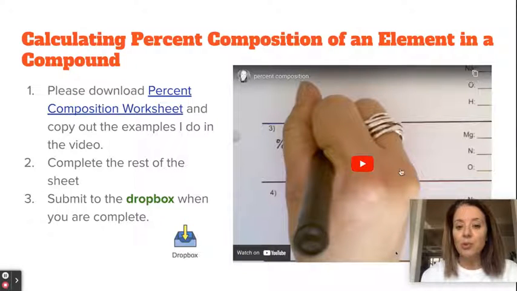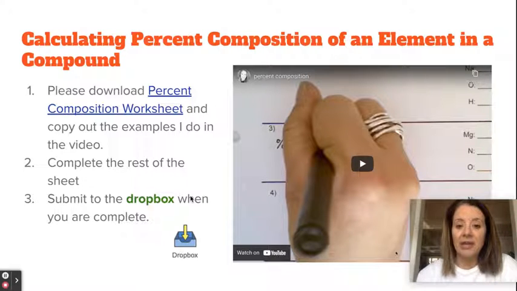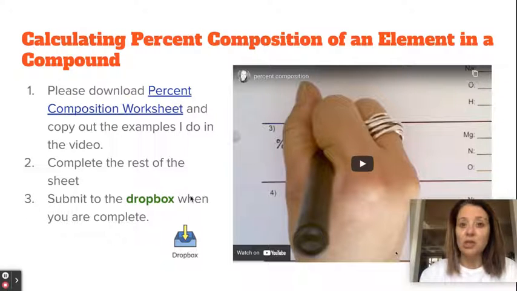So I take you through a lesson here, and I do a couple of examples with you, and then I'd like you to complete the rest of the worksheet by uploading that to the Dropbox. Again, if you don't have the capability of printing out this worksheet, you can certainly do the questions on a separate sheet of paper and upload that using the proper scanning software.